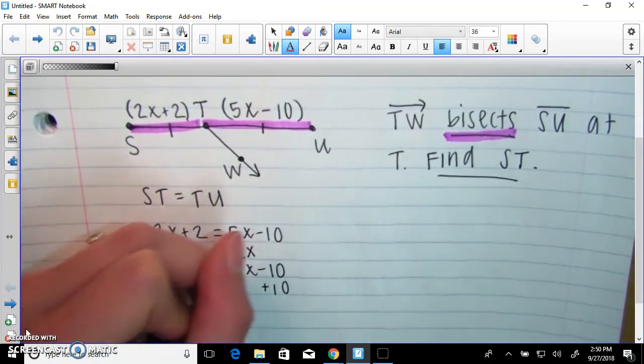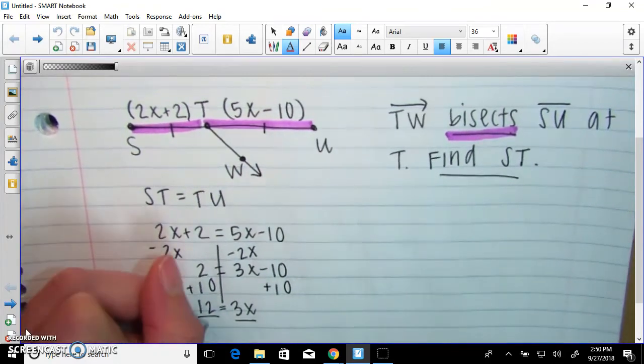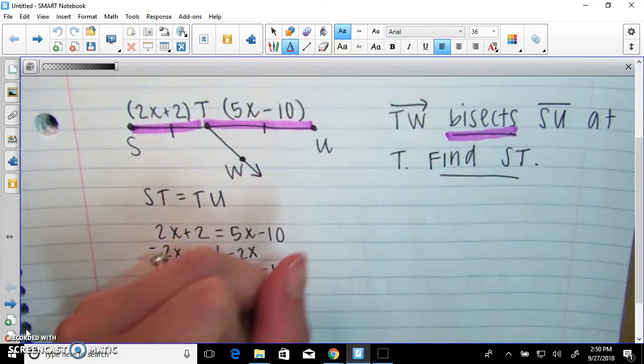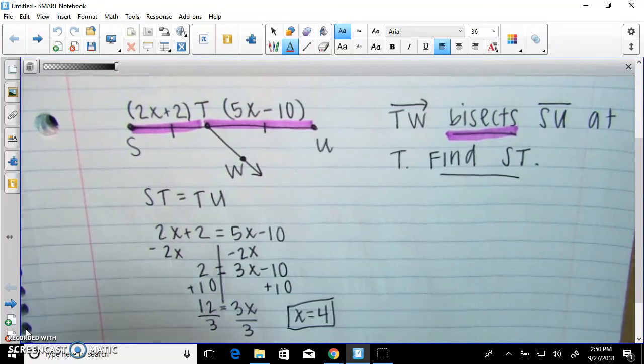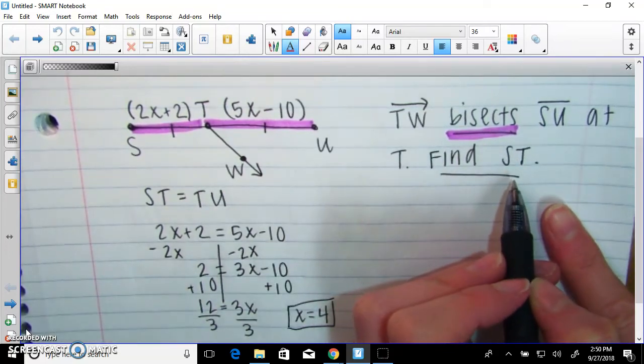So we have 12 is equal to 3x. Divide both sides by 3. And we're going to find that x is equal to 4. That is awesome, but that's not the answer. They want us to take it a step further and find ST.